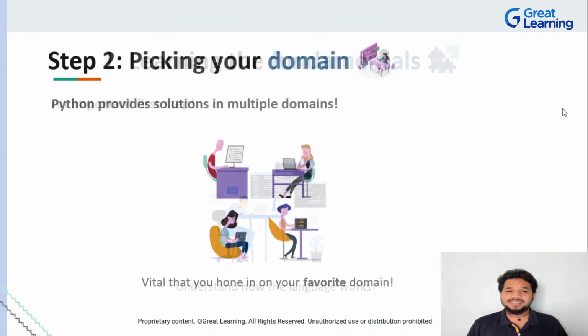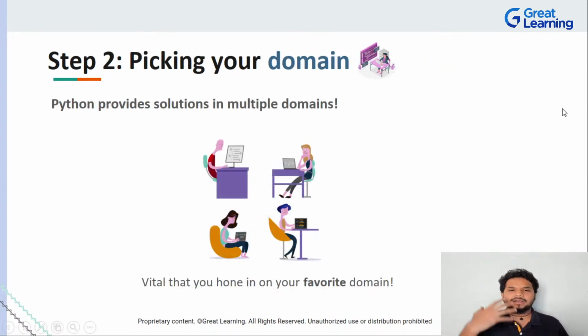So ladies and gentlemen, step number one is understanding all the basics, working on the foundations, understanding why Python is different from the other programming languages. Because once your curiosity there is satisfied, the next thing that you can take a look at is picking up your favorite domain. This is an advantage that you will not find in many other programming languages.